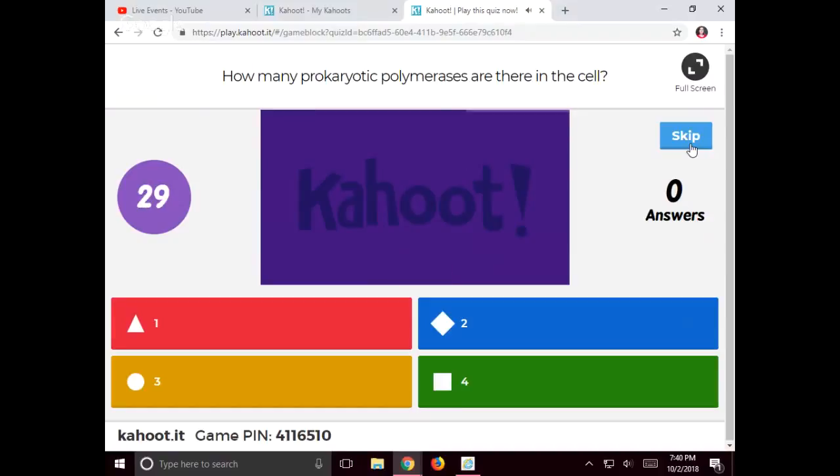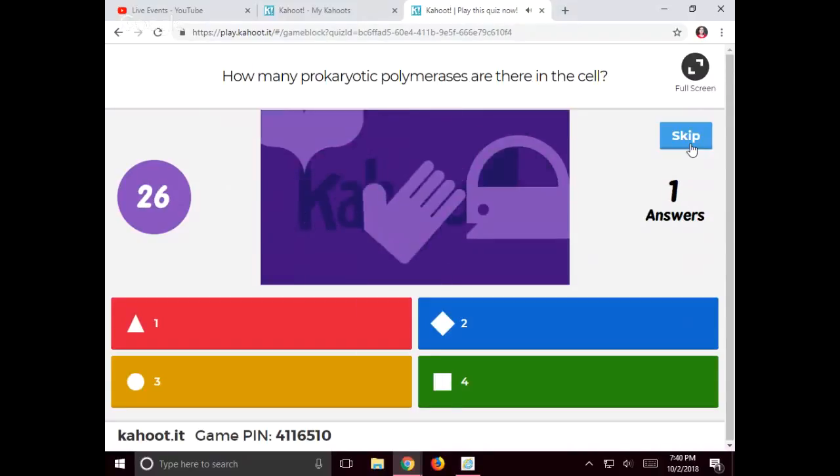How many prokaryotic polymerases are there in the cell?